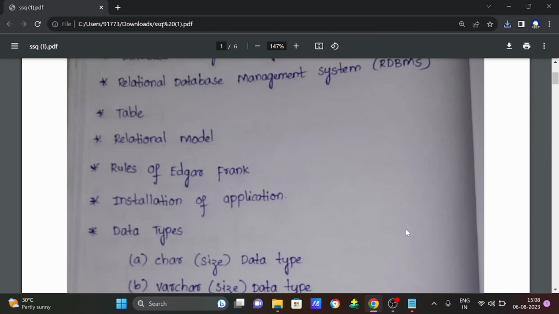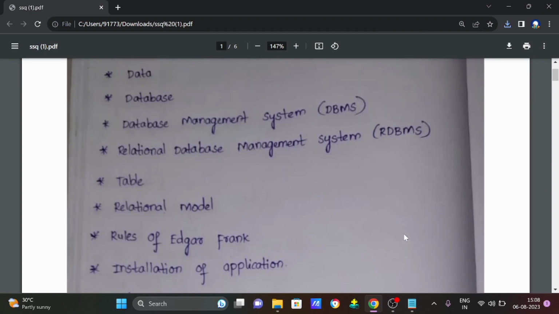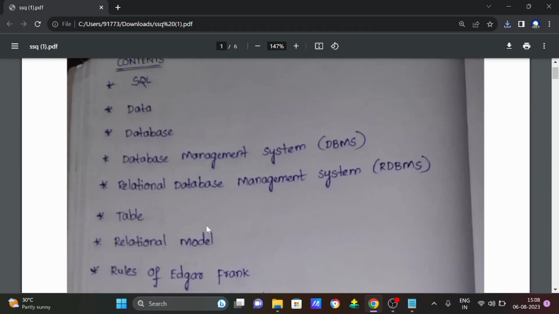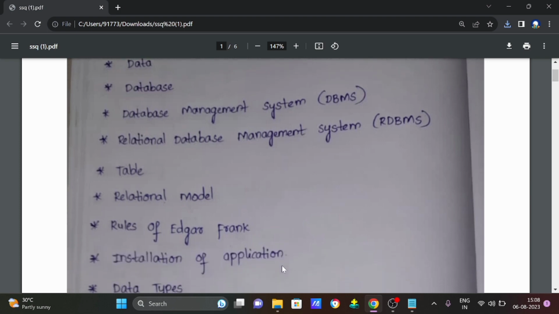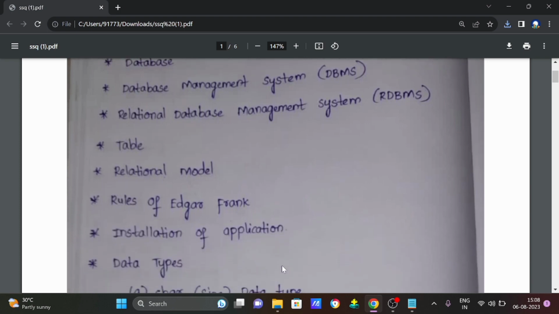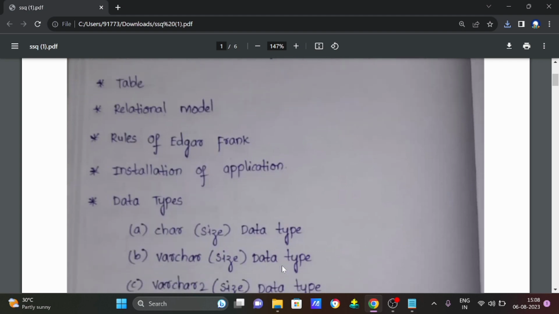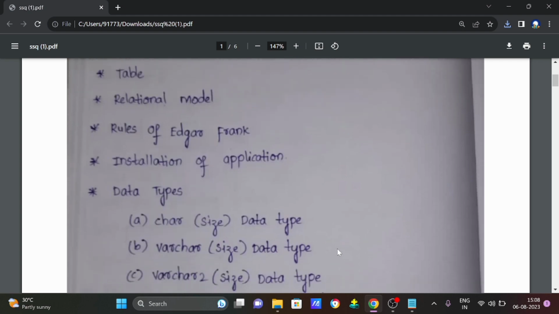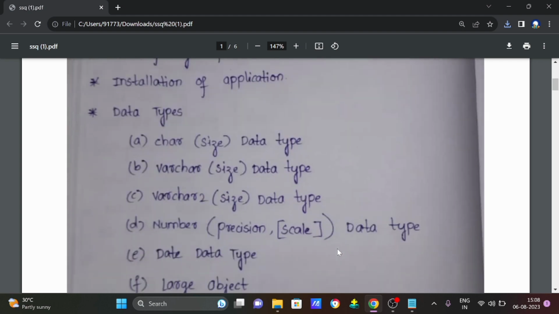Hello everyone. In the previous session of the SQL series, we have learnt about tables, the relational model and the rules of Edgar Frank Codd. In this particular video, we'll learn about the app that we are going to use in the further videos of our SQL series and the different data types that we are going to use in writing different SQL queries.